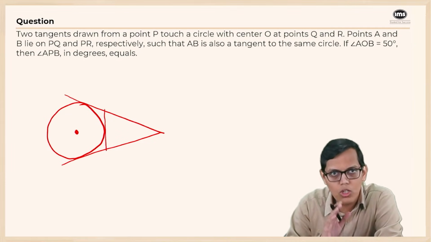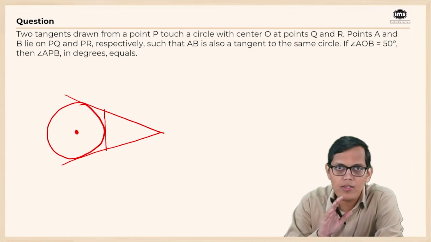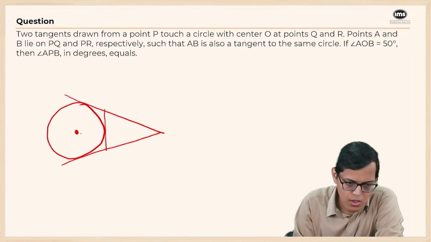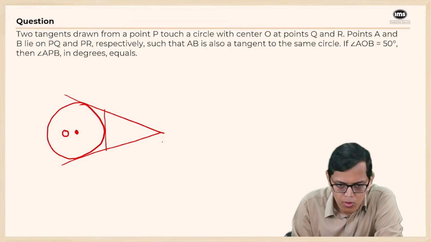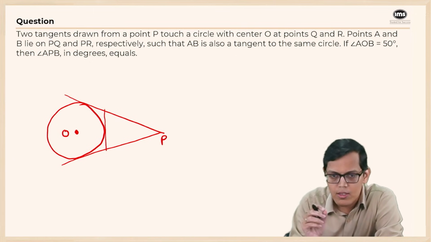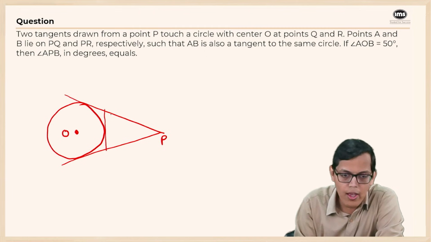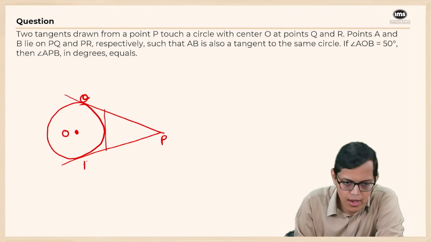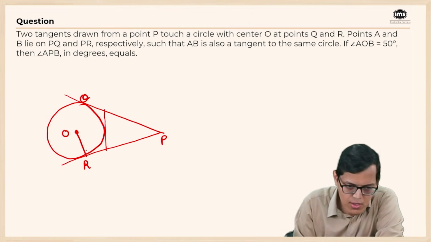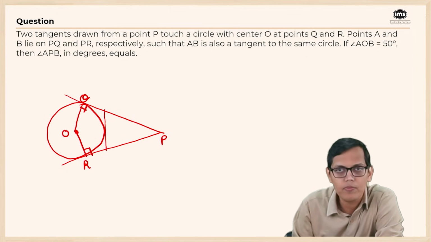Two tangents drawn from point P touch the circle with center O at points Q and R. If I draw this, they are going to be radii, creating a right angle each.